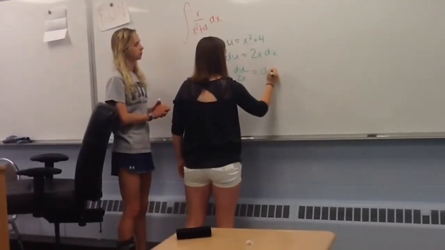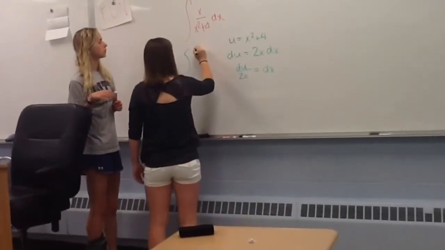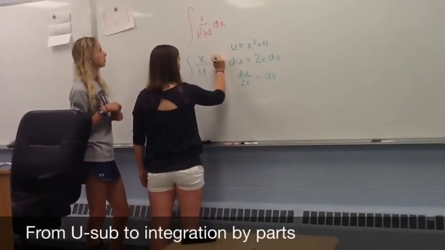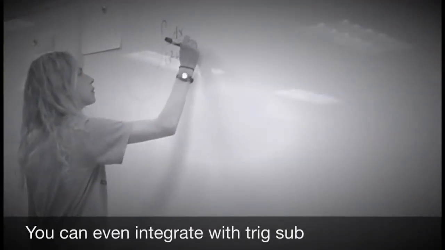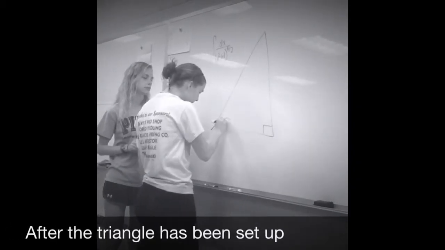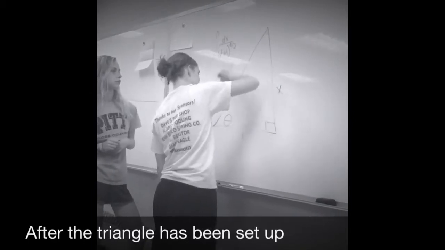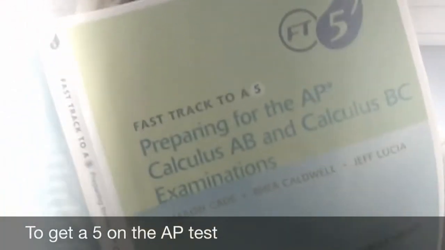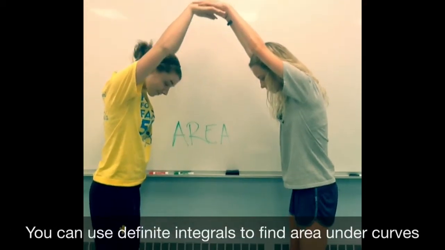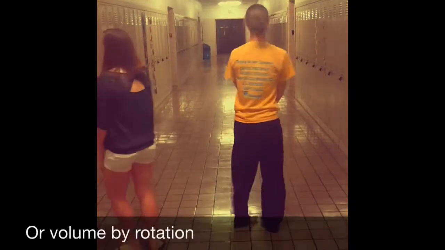La la la di da da da. From U sub to integration by parts, which is this helpful formula. You can even integrate with trig sub after the triangle has been set up. There are other things you must know to get a 5 on the AP test. You can use definite integrals to find area under curves or volume by rotation.